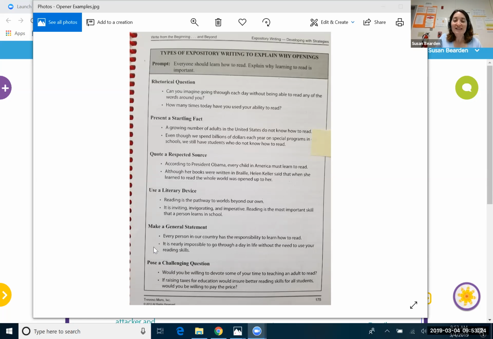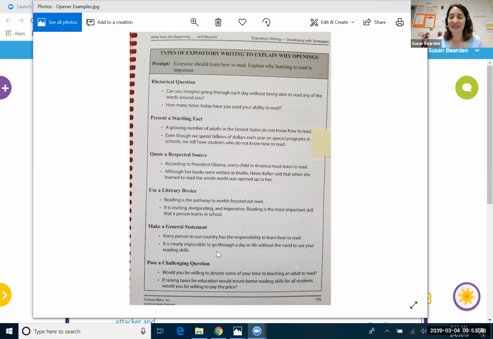Beautiful. Okay, let's look at the second example of making a general statement. It says, it is nearly impossible to go through a day in life without the need to use your reading skills. So this is a statement that can be true of anyone who reads it. That's what makes it a general statement. But it helps to give the reader an idea of our topic and help them narrow their thoughts to that focus. Beautiful. All right. One more strategy, ladies and gentlemen.